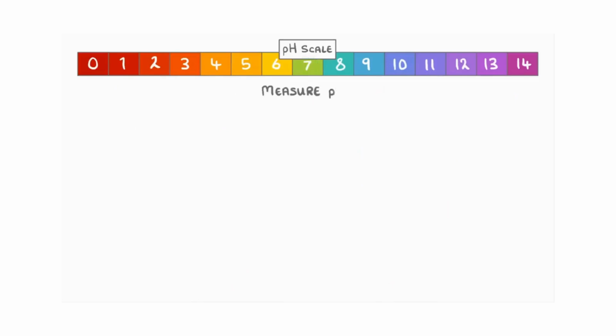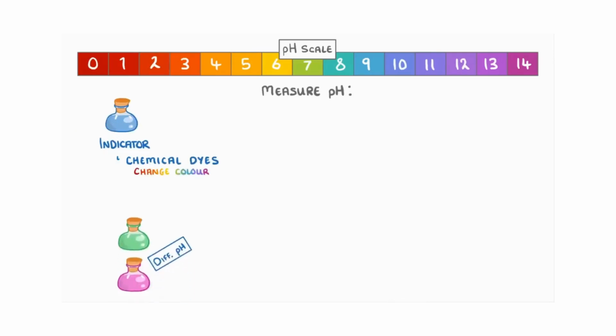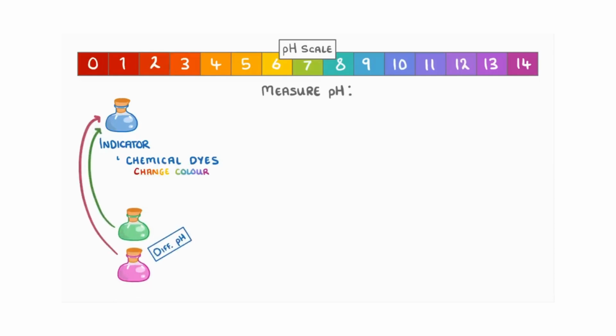Now we can measure pH in a couple of different ways. One is to use some kind of indicator, which are a group of chemical dyes that change colour depending on the pH, and different indicators will change colour at different pHs. Some indicators contain a mixture of these different dyes though, so their colour will slowly change across a wide range of pHs. So we often refer to them as wide range indicators.